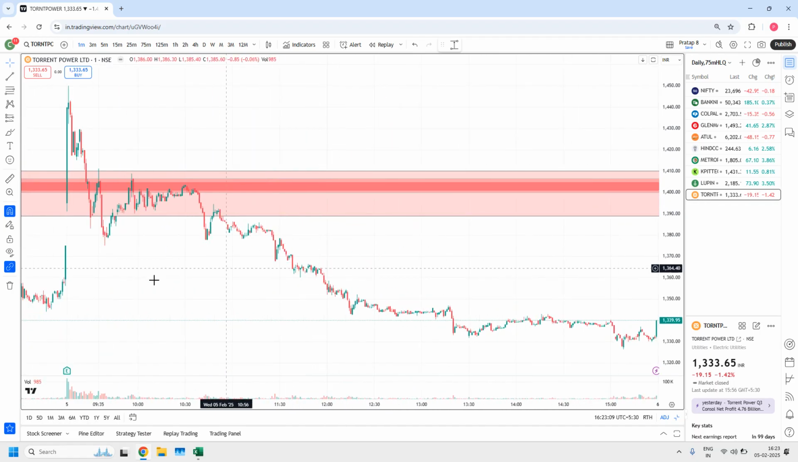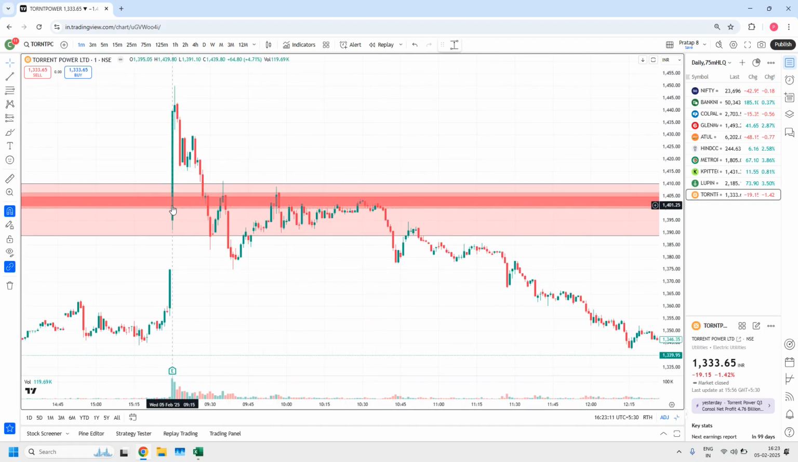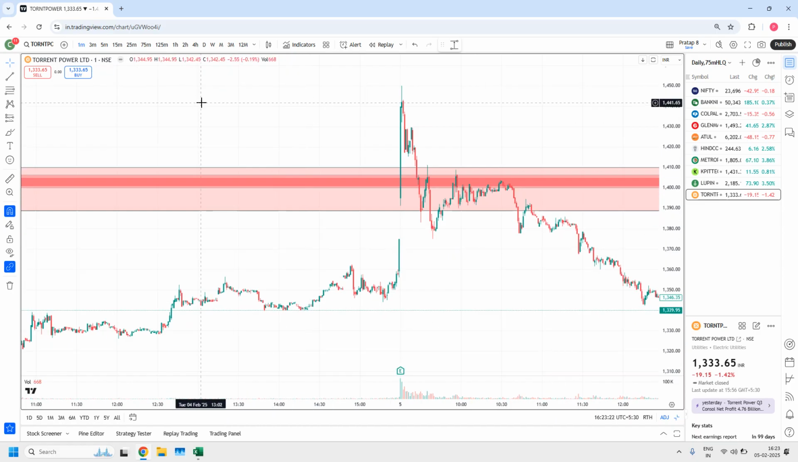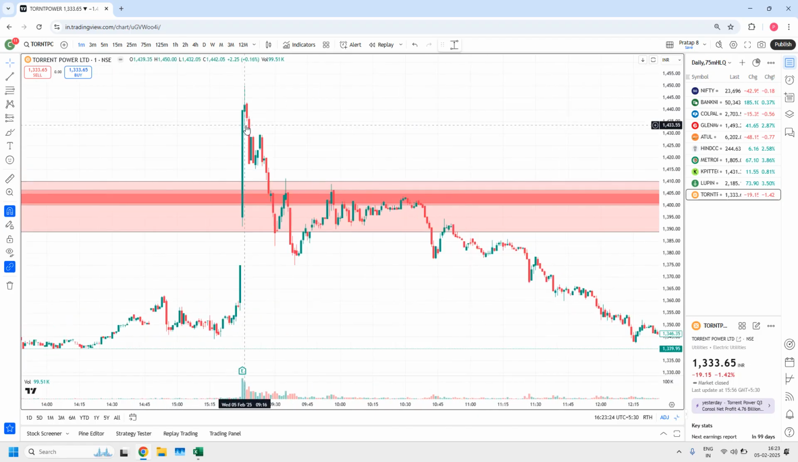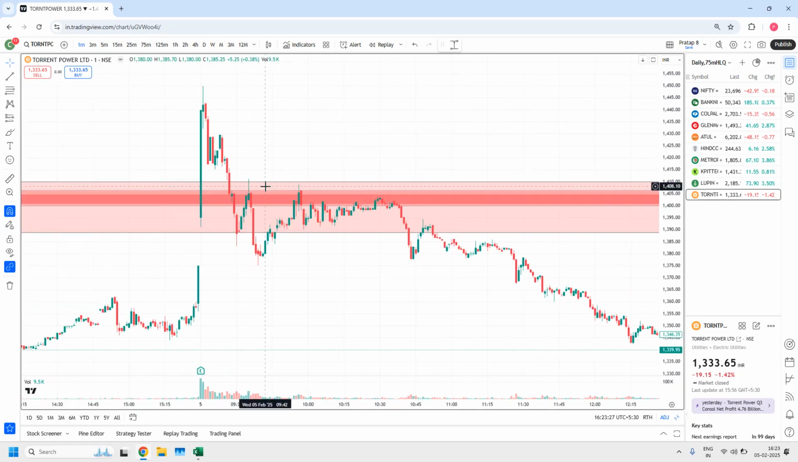So this is the reason why we don't consider this, because before considering itself, the prices went completely out of it, and no more is this zone valid for us to plan any trades. It is an invalid zone for us. So that is the reason why Torrent Power we didn't consider the trades at all.